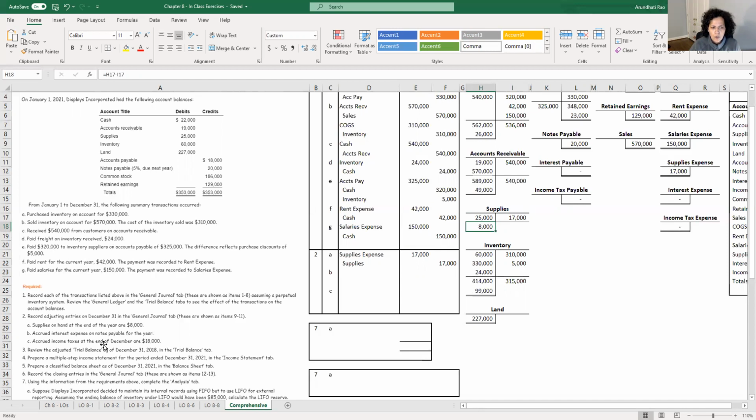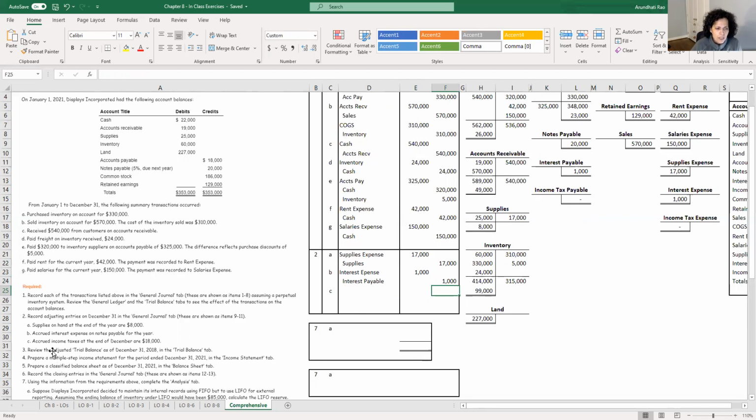Accrued interest expense on the notes payable for the year. We have to accrue the interest. Notes payable is 5%, $20,000. So the journal entry you're going to have is interest expense debit and interest payable credit. And this is going to be $20,000 times 5%. So $1,000 in interest is accrued. The assumption is I'm doing the 5% for the full year because this note payable was there from the first of the year. It's come over from the previous year. So I had it for the full year.